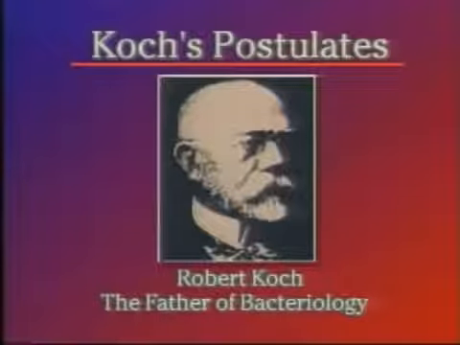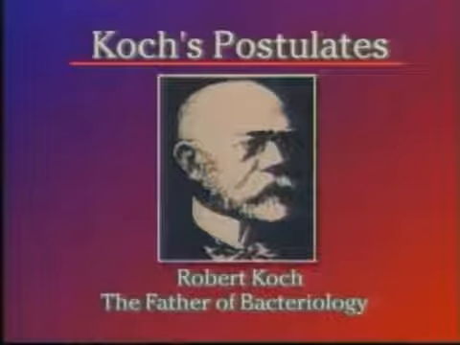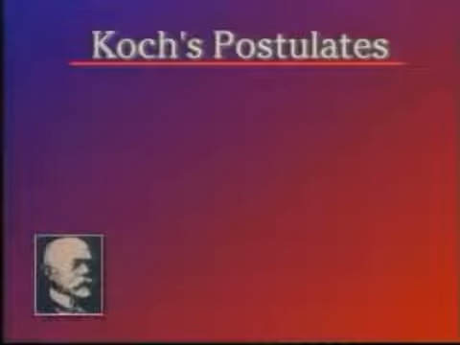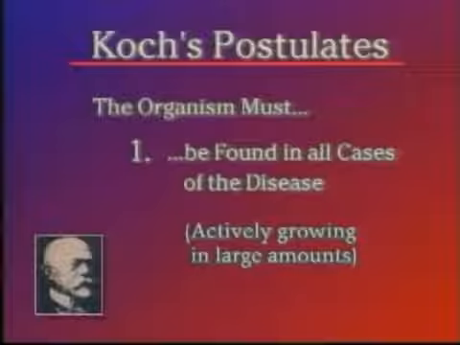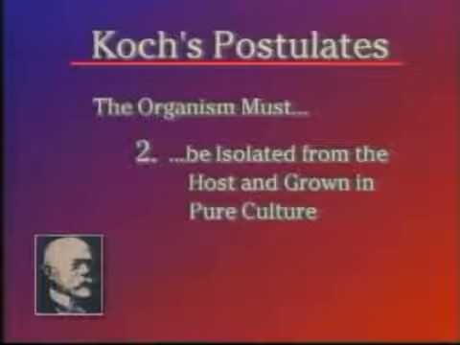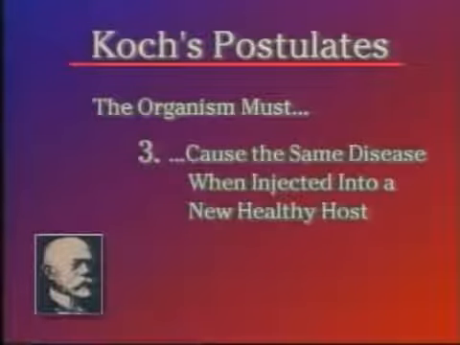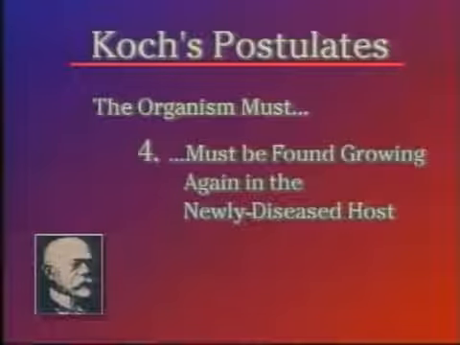The universal test used by scientists to determine if a disease is truly being caused by an infection was designed over 100 years ago by Robert Koch, who discovered the bacteria that causes TB. HIV fails this test. Koch's postulates state, first, the virus or bacteria must be found in all cases of the disease. Second, this germ must be isolated from the infected host and grown in a pure culture. Third, the germ must cause the same disease when injected into a new healthy host. And finally, the germ must be found growing again in the newly diseased host.